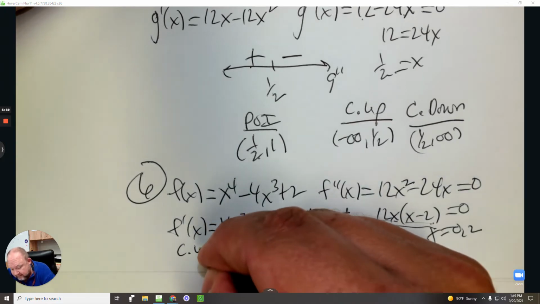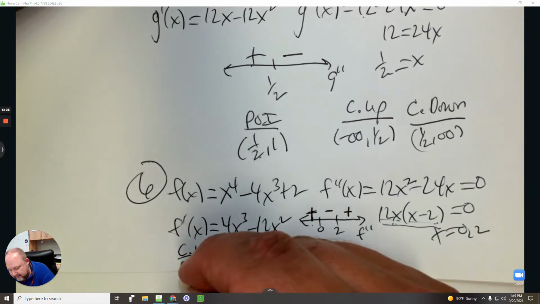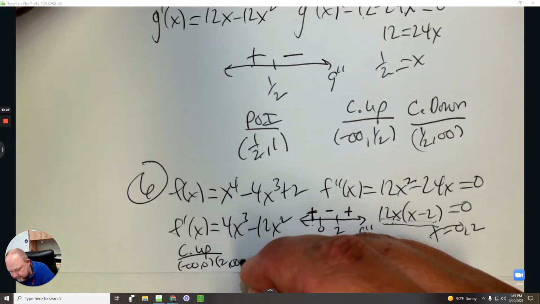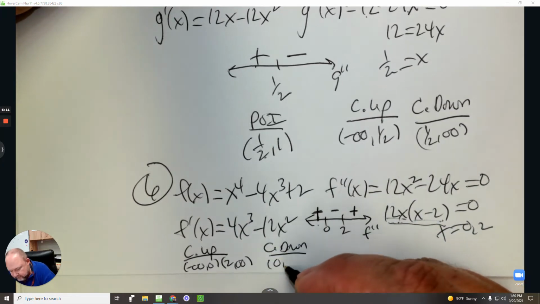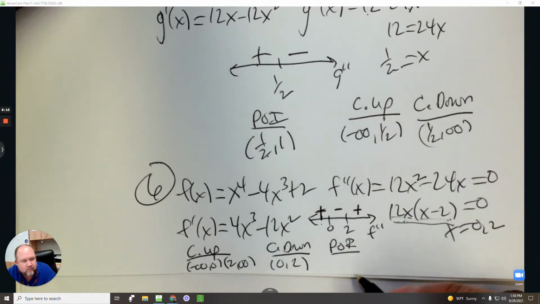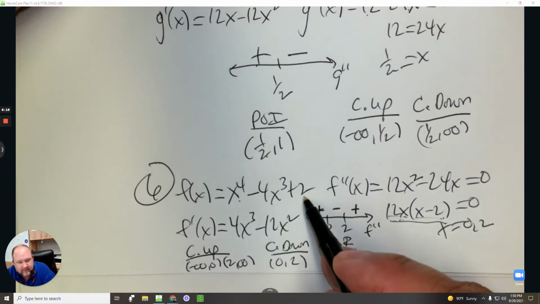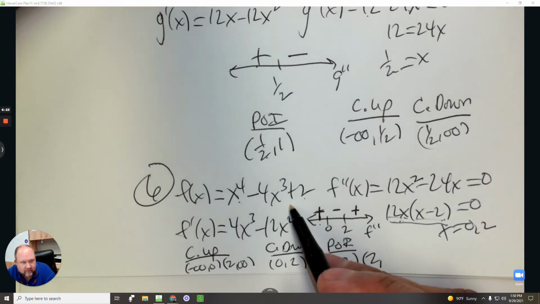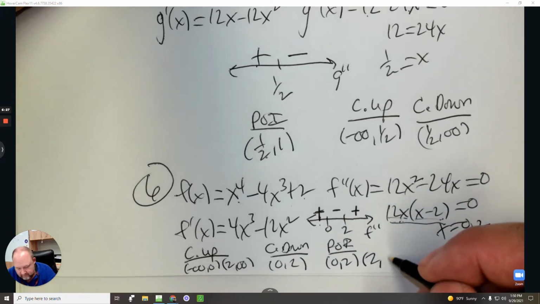So this is concave up from negative infinity up to 0 and 2 to infinity. This is concave down from 0 to 2. And then the point of inflection. So at 0, there's a point of inflection. That gives me the answer 2. And at 2, there's a point of inflection. And then at 2 gives me the answer negative 14.